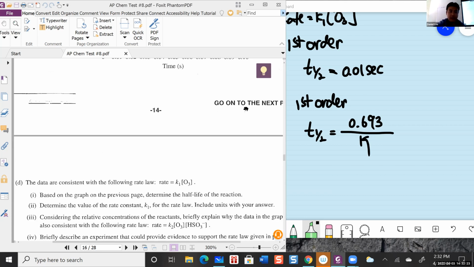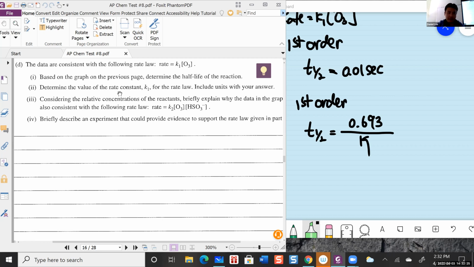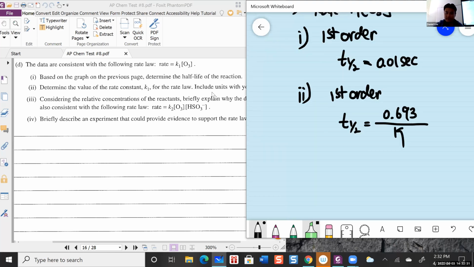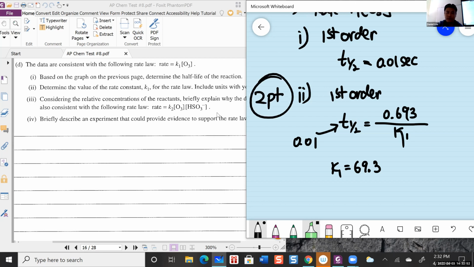Let's see what it is. Part D2, determine the value of the rate constant including units. So I just solved for it. For the half-life, I plug in 0.01. You can use a calculator, don't forget, so you don't have to do this in your head. But this will be 69.3. And what is the unit? If you don't have the unit, it is a wrong answer. You get 1 point for the answer and 1 point for the unit. So 2 points for part 2, 1 point for the half-life. The value is 1 point, the unit is 1 point.